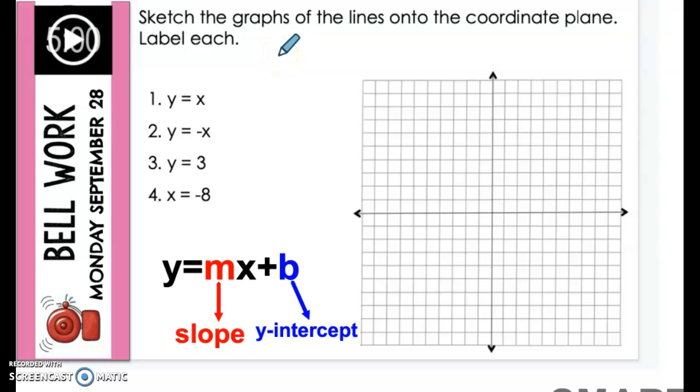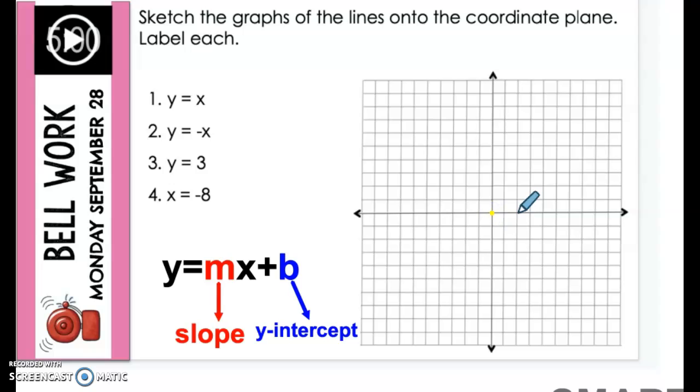So let's look at number 1. We have the line y equals x. Here, there's no b value. We don't have plus or minus anything at the end. So we know our y-intercept is going to be 0. So we can put a point here at 0, 0 because that's the y-intercept, 0.